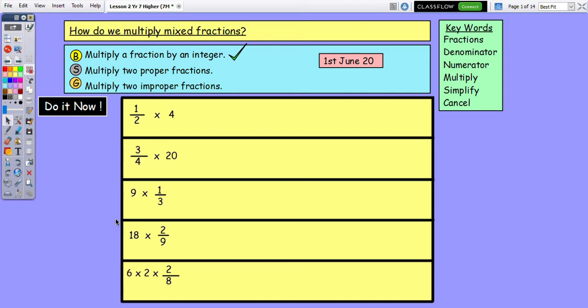This is our second lesson on multiplying fractions. Last lesson we looked at multiplying a fraction and an integer. Okay, so think back. I want you to have a go at answering these start questions. Pause the video. All the answers are whole number answers, they're integer answers. And I'll show the answers in a second.